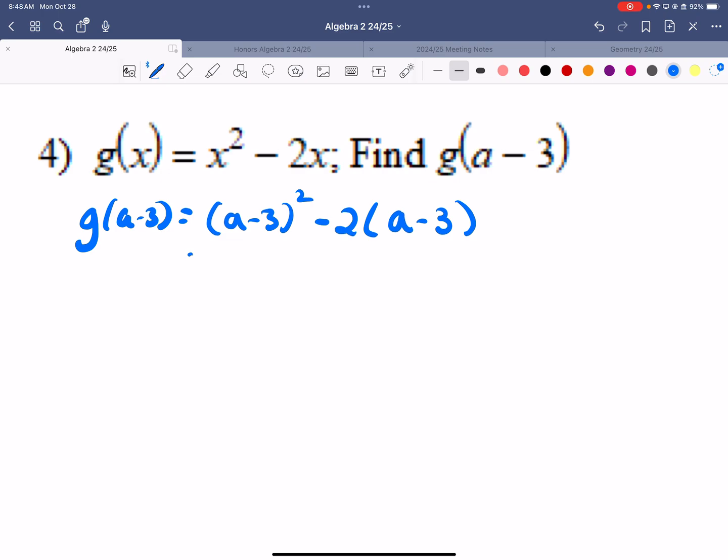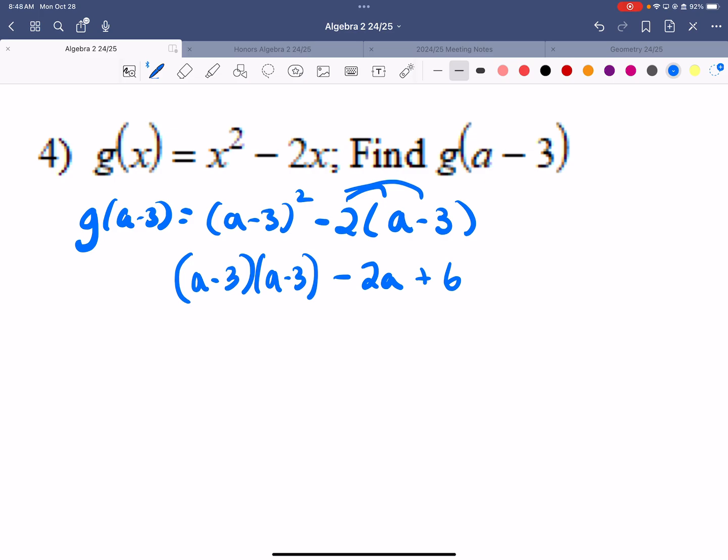Remember, when you square something, it means to take it times itself. So that's a minus 3 times a minus 3. Minus, we've got a monomial times a binomial, so we have to distribute. Minus 2a, and then negative 2 times negative 3 is positive 6. So we're getting there.